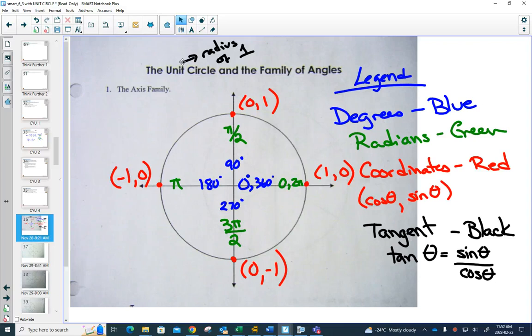JC, you get to pick the first volunteer. You pick someone. They have to answer this question. What is sine of 90 degrees? Who are you going to pick? Tyler. Oh, I'm going to beat you up. No.